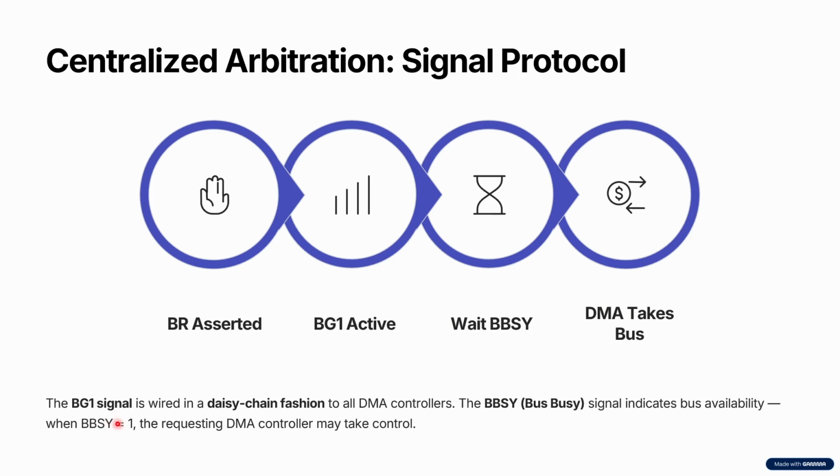The BG1 signal is wired in a daisy chain fashion to all the DMA controllers. The bus busy signal indicates bus availability. Whenever BBSY is equal to 1, the requesting DMA controller may take control.